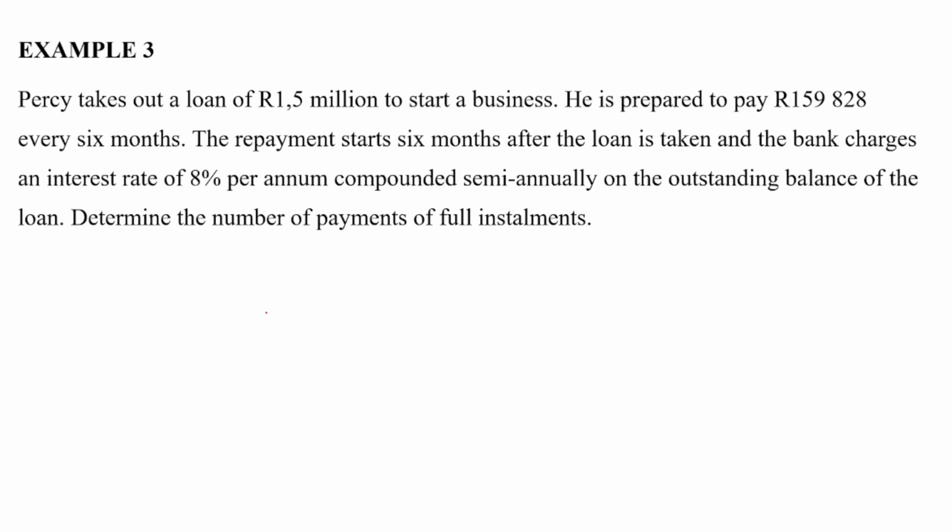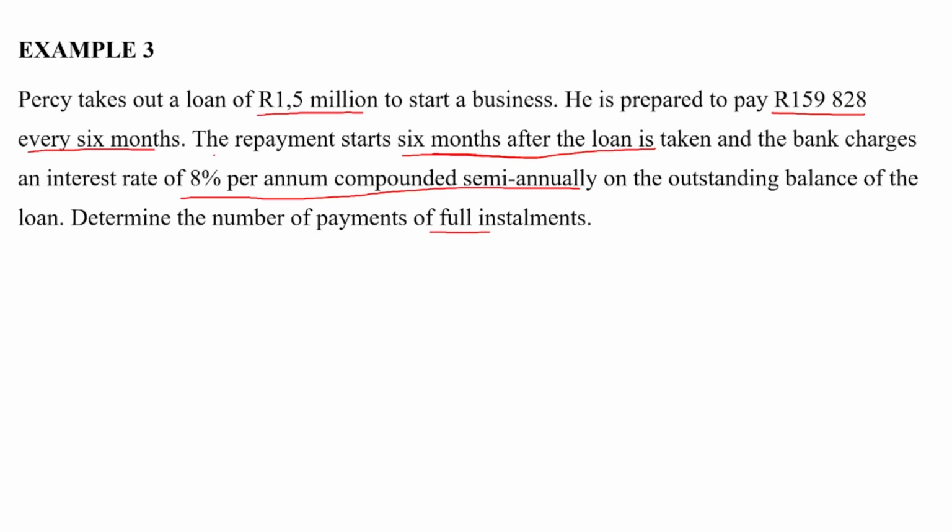Welcome back. Let's do example 3. Percy takes out a loan of 1.5 million to start a business. He is prepared to pay 159,828 every 6 months. The repayment starts 6 months after the loan is taken, and the bank charges an interest rate of 8% per annum compounded semi-annually on the outstanding balance of the loan. Determine the number of payments of full installments.